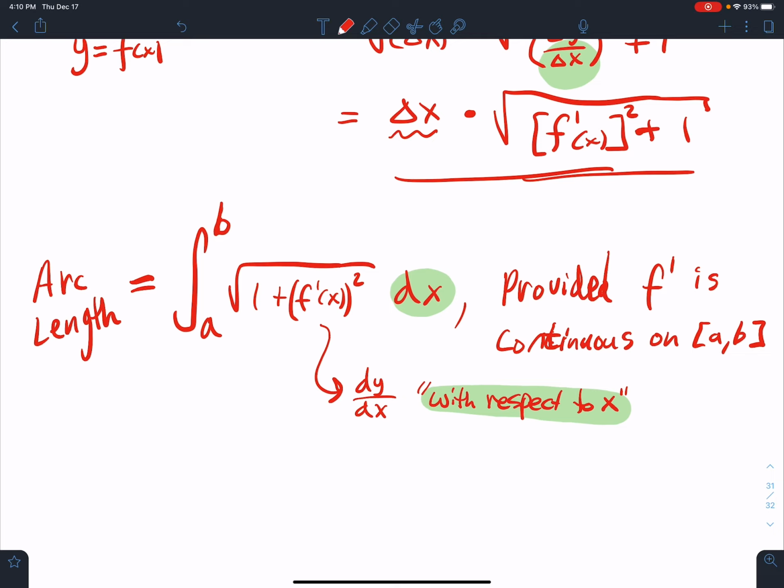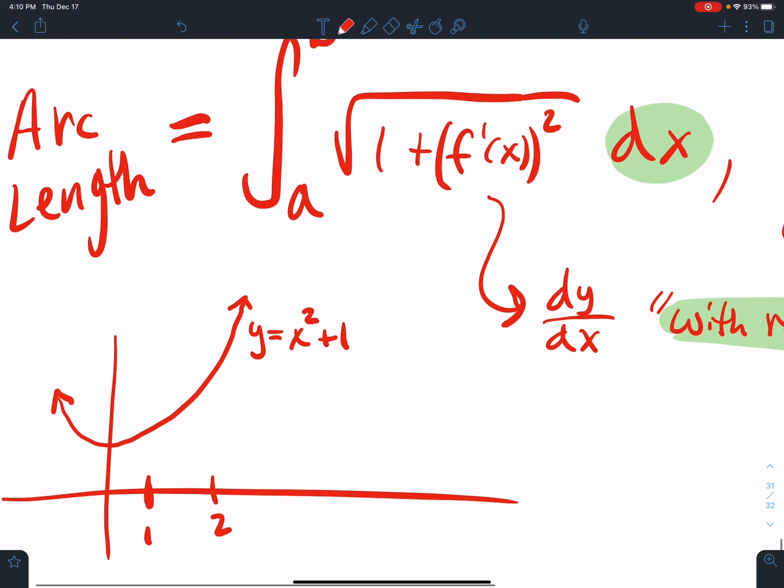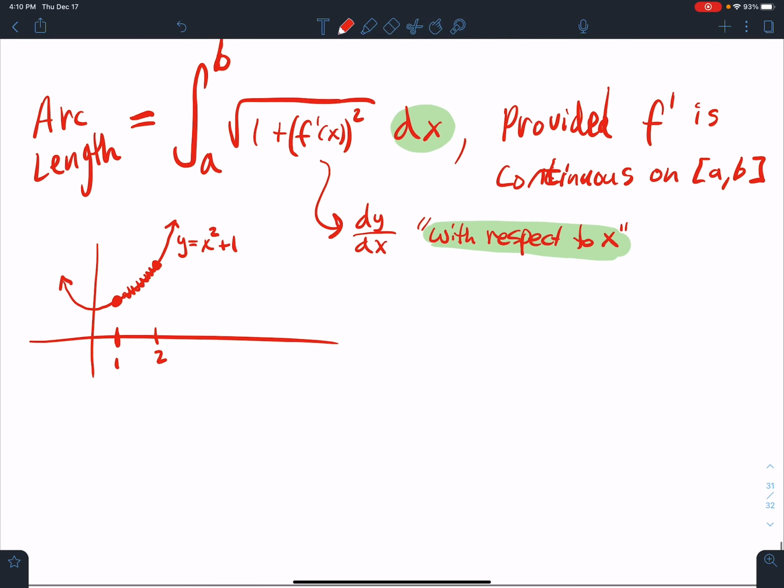Now, if it was a curve like this, maybe it's find the distance. So maybe this is like y equals x squared plus 1, and I want to find the distance between 1 and 2 on the curve. What I'm looking for is that distance between here and here on the curve. How long is that measurement there? So how would I do this?